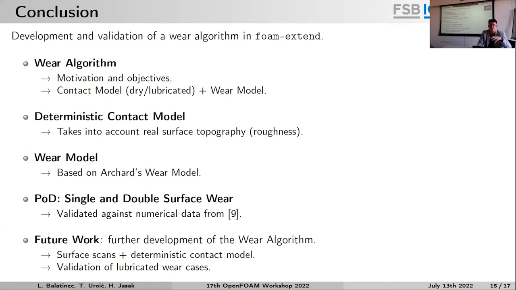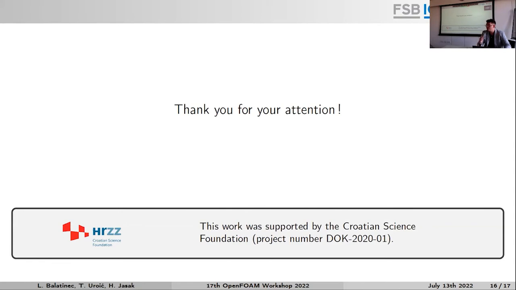Then we went through some validation cases, which are pin-on-disk sliding wear cases for single and double surface wear. And we validated the data with some data from the literature. Lastly, I want to mention that our future work will focus on further development of the wear algorithm, with the main focus on using real surface scans of real surfaces with the deterministic contact model and with the validation of lubricated wear cases. So thank you for your attention, and please feel free to ask any questions.